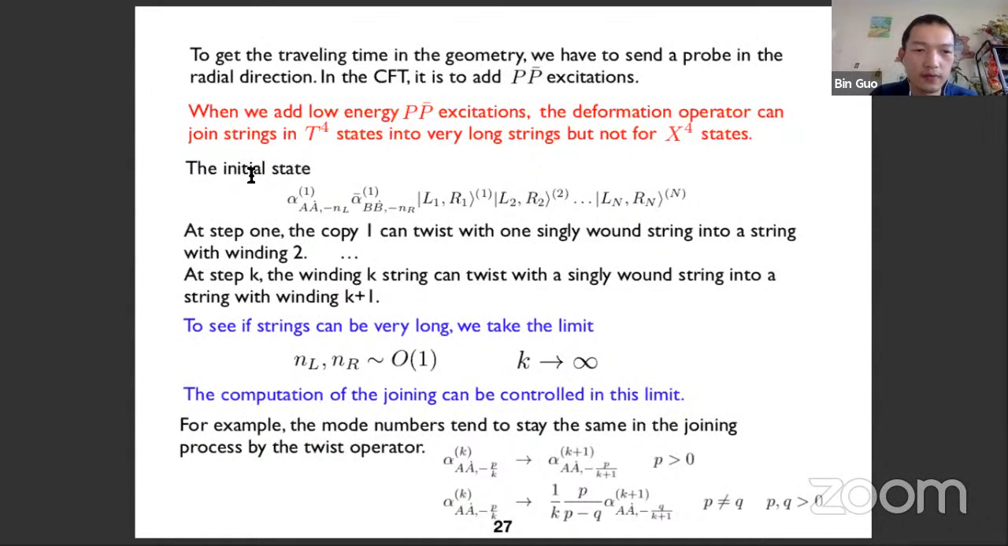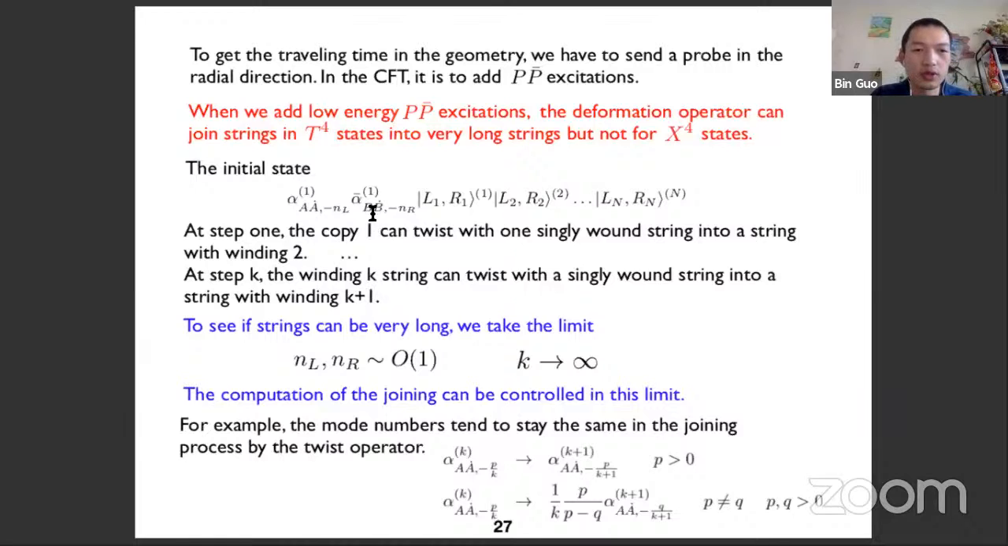Suppose we start with the following initial state. This is a state with n singly wound strings labeled by copies 1 to n. And we put a PP bar excitation on copy 1. At step 1, copy 1 can join another singly wound string, for example, copy 2, into a string with winding 2. In the next step, we can get a string with winding 3. So at step K, the string will become winding K plus 1.